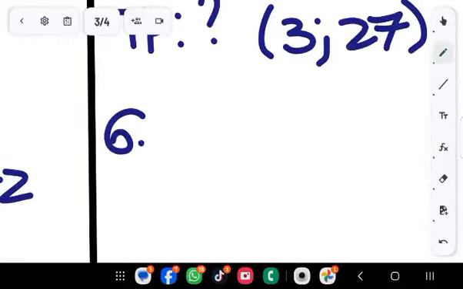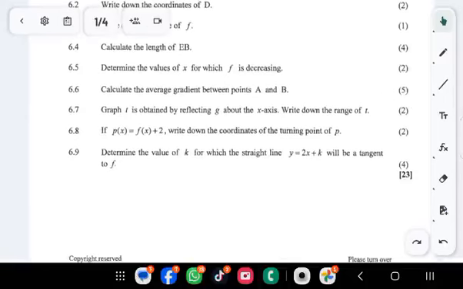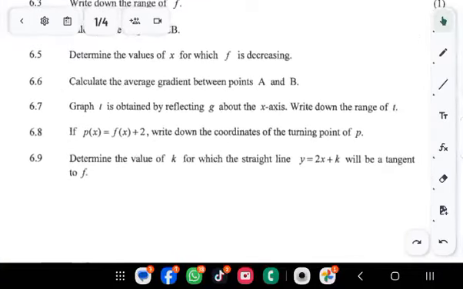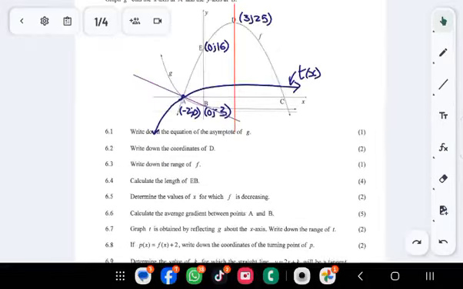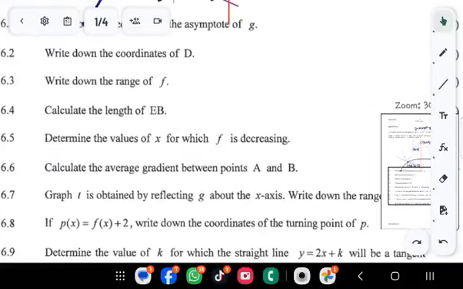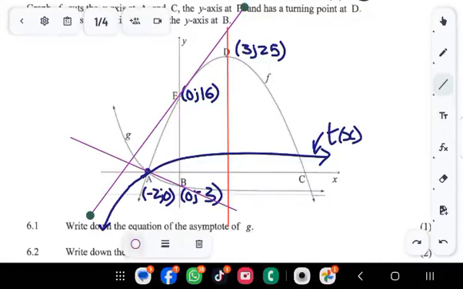Now 6.9. Let's go back. Determine the value of k for which the straight line y equals 2x plus k will be a tangent to f. Alright, so here, if it is going to be a tangent to f and the equation has a positive gradient, that means it will lean to the right. It has a positive gradient, and a tangent touches the graph only at one point.